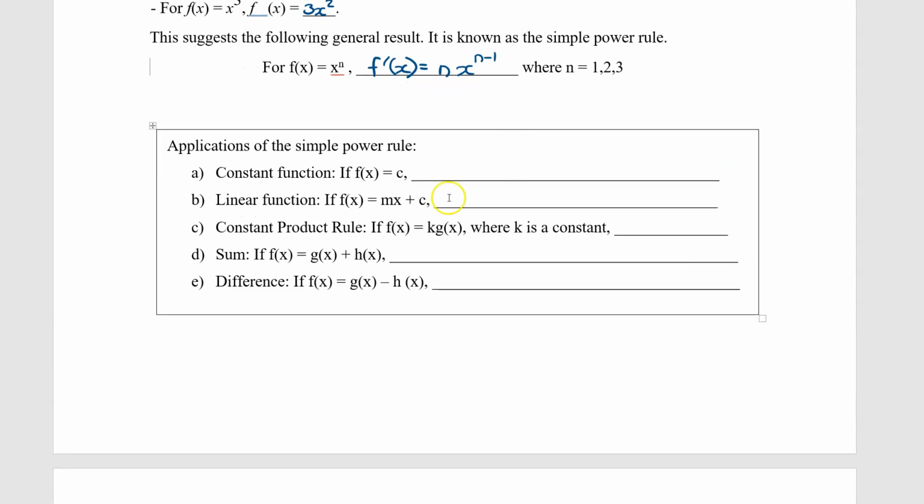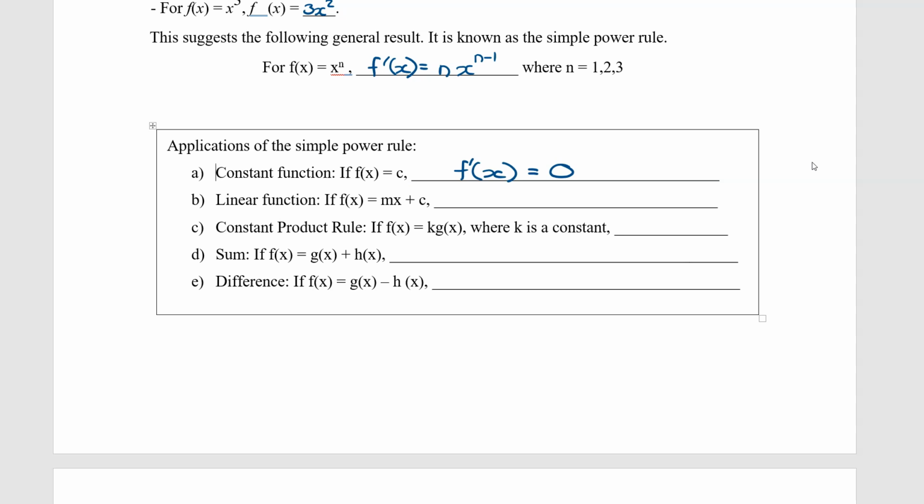Going up slightly, applications of the simple power rule for a constant function. If f of x is defined as c, then f dash of x is simply 0. Remember, if we graph this function, it would simply be a straight line, so the slope itself would be 0.